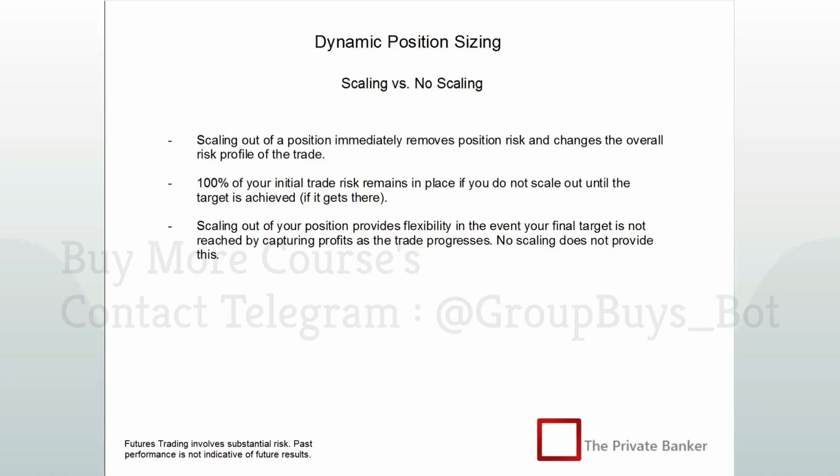Scaling out of your position provides flexibility in the event that the final target is not reached, and you're capturing profits along the way. You're working a position, cycling through profits and protecting your core. Whereas no scaling is really just 100% risk the whole time, unless your trade is hit, or you have some sort of stop trailing method, which would obviously change things as well. I think it's a lot more reasonable to take advantage of those price opportunities as they're happening, in the event that the market comes down to or up to a level and immediately turns around. At least you've captured some of that.